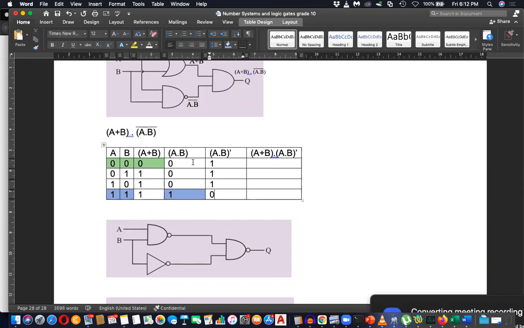A and B, right? A and B, 0 0, 0 1. NOT will invert. NOT will reverse. And for AND, you have to AND this one and this one, both.